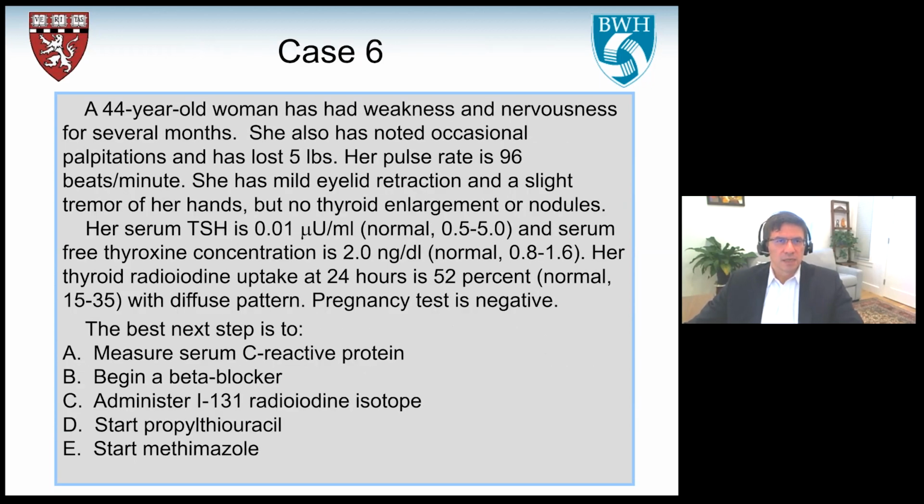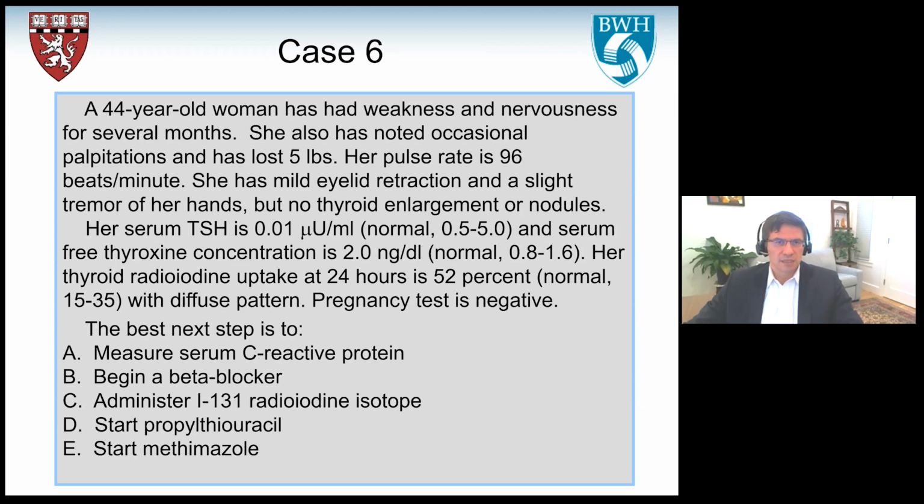Case 6. A 44-year-old woman has had weakness and nervousness for several months. She also has noted occasional palpitations and has lost 5 pounds. Her pulse rate is 96 beats per minute. She has mild eyelid retraction and a slight tremor of her hands, but no thyroid enlargement or nodules.